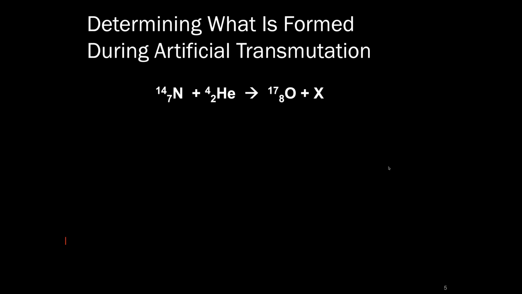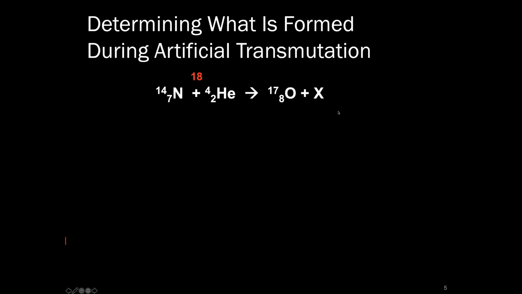So how do you predict what's made during this artificial transmutation? It's actually pretty easy. So what you're going to have to do here is identify the mystery particle, its atomic mass number, its atomic number, and the symbol of whatever you've created. So what we do is we have to make sure the numbers on the top on both sides add up to the same thing, and the numbers on the bottoms of both sides add up to the same thing.